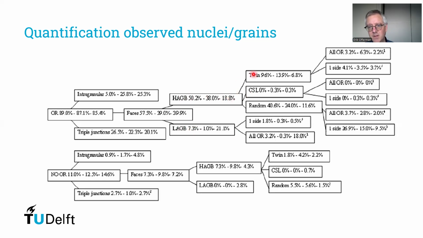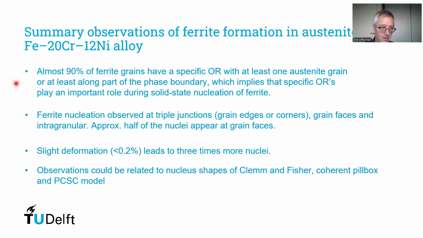And high angle boundaries can be subdivided again into twins, CSL boundaries, and random high angle boundaries. And this can then again be subdivided into nuclei which had orientation relations all over and on one side. Now, if you analyze all of this, you can come to the following conclusions, namely that almost 90% of the ferrite grains have a specific crystallographic orientation relation with at least one austenite grain, or at least along part of the phase boundary. And that implies that specific orientation relationships play an important role during the nucleation of ferrite.